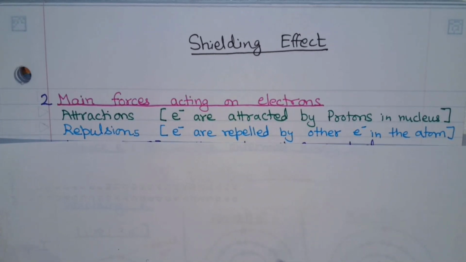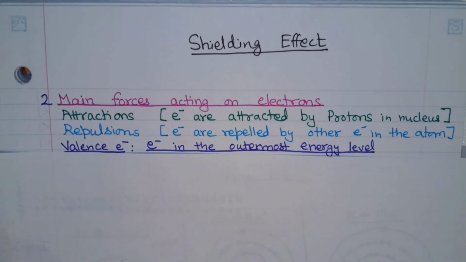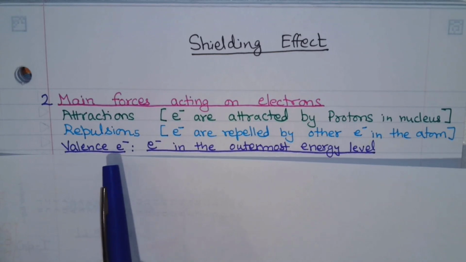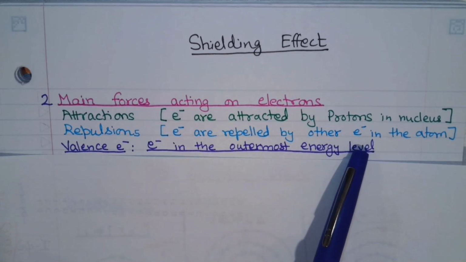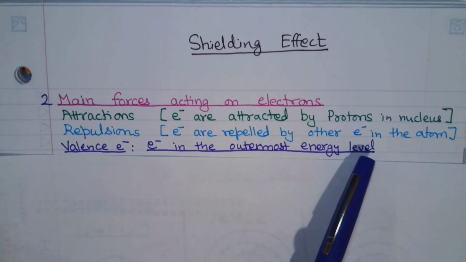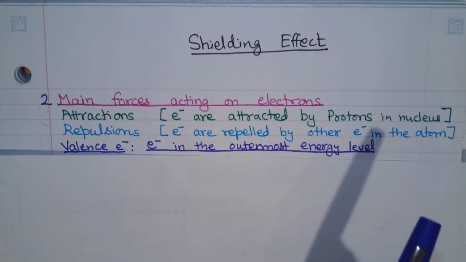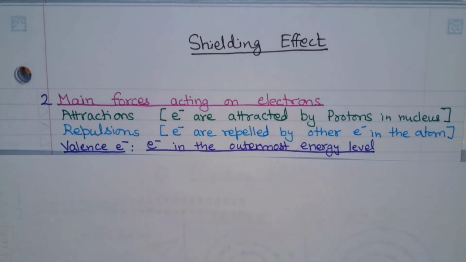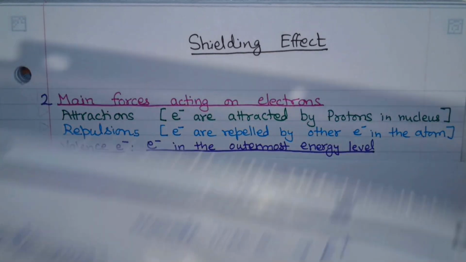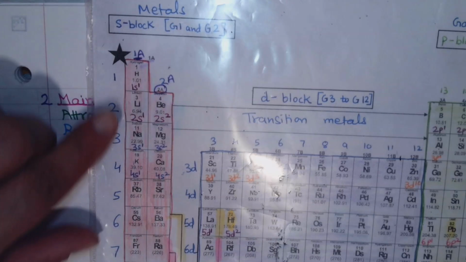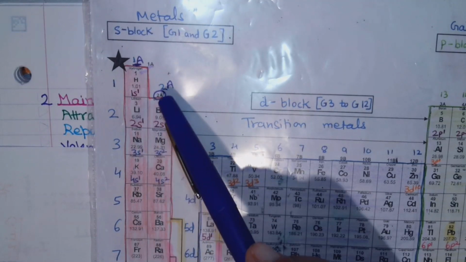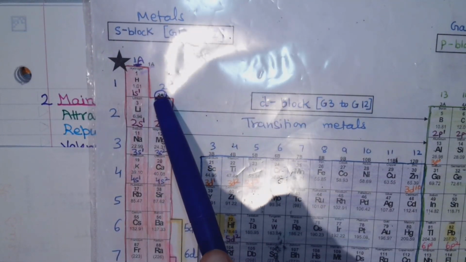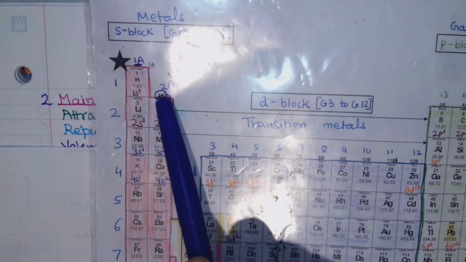In order to start, we need to know what valence electrons are. The electrons in the outermost energy level of an atom are called valence electrons. If we look at group 1 elements, they have one valence electron, and group 2 elements have two valence electrons. Look at the number written in front of the alphabet; that tells us the number of valence electrons.